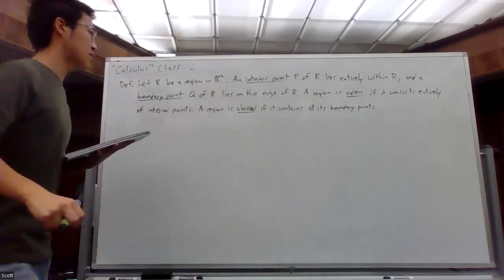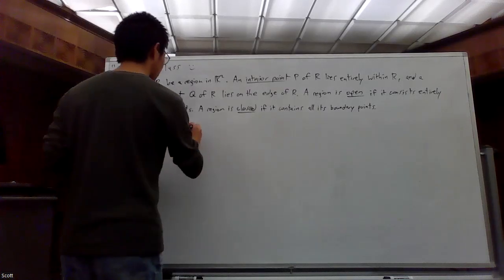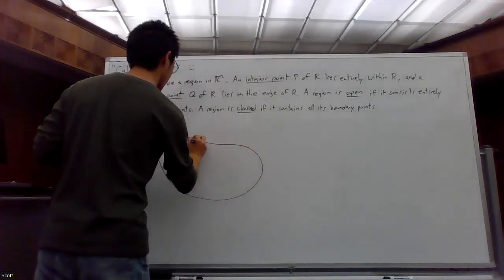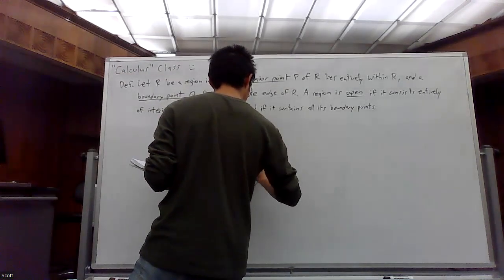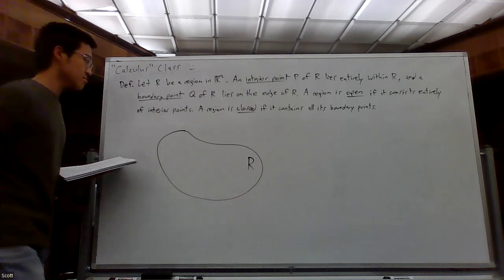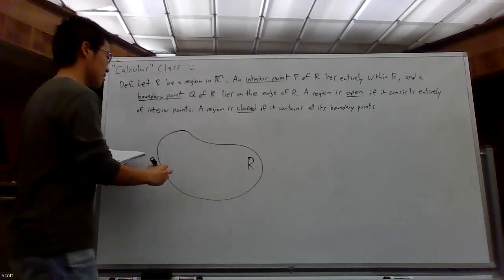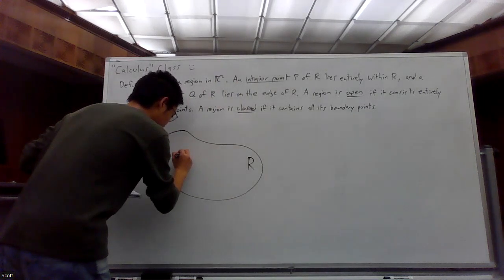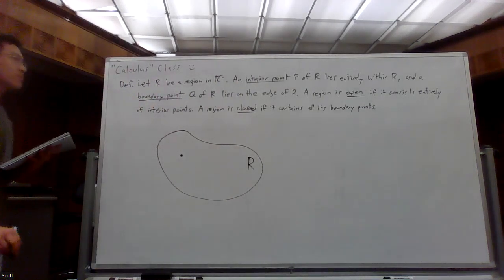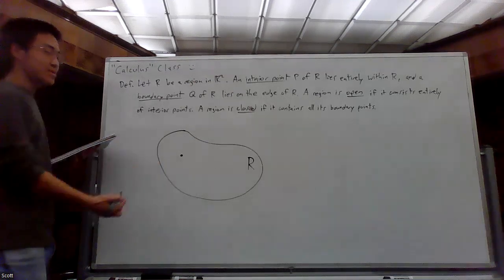So in the abstract, that's a lot of words. But there's this idea that if I have some region, and I call this region R, there are 2 different kinds of points, at least involving this region. There's more than just 2 kinds of points, but for what we're interested in here. So if I were to choose, say, this point right here, interior or boundary? Interior. Right, why is it interior? Because it's in there. That's a pretty good reasoning.